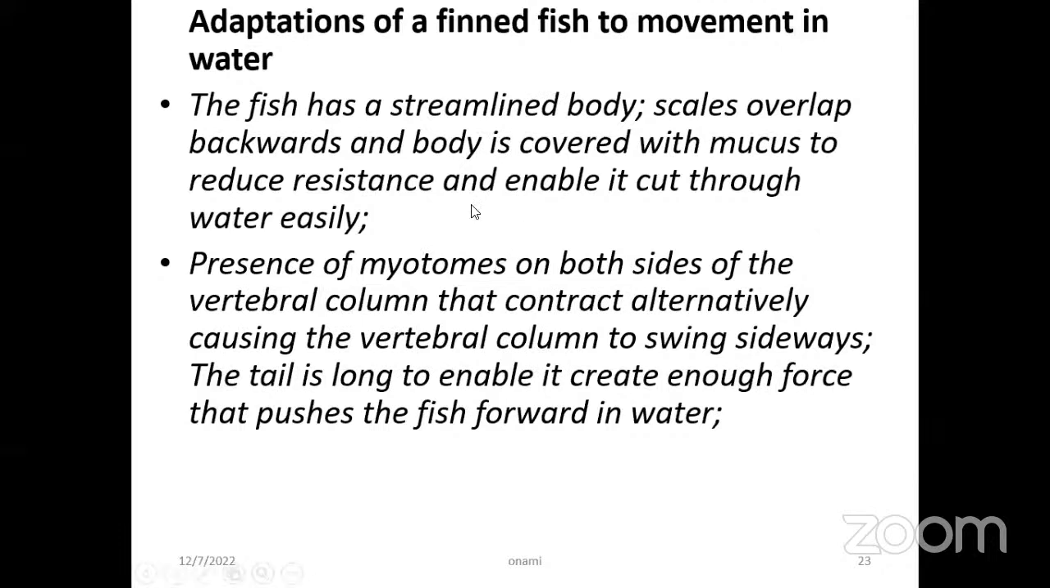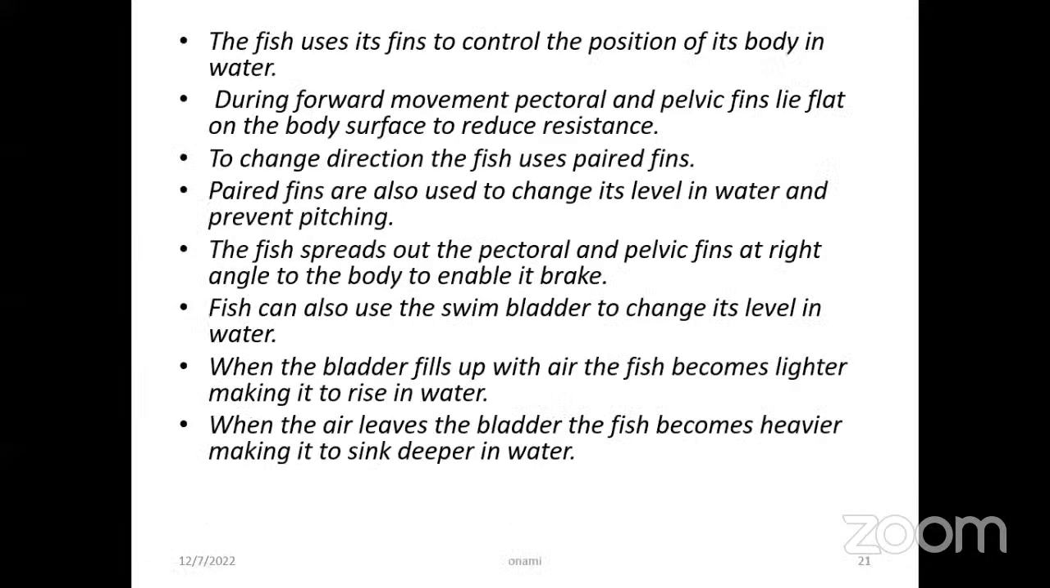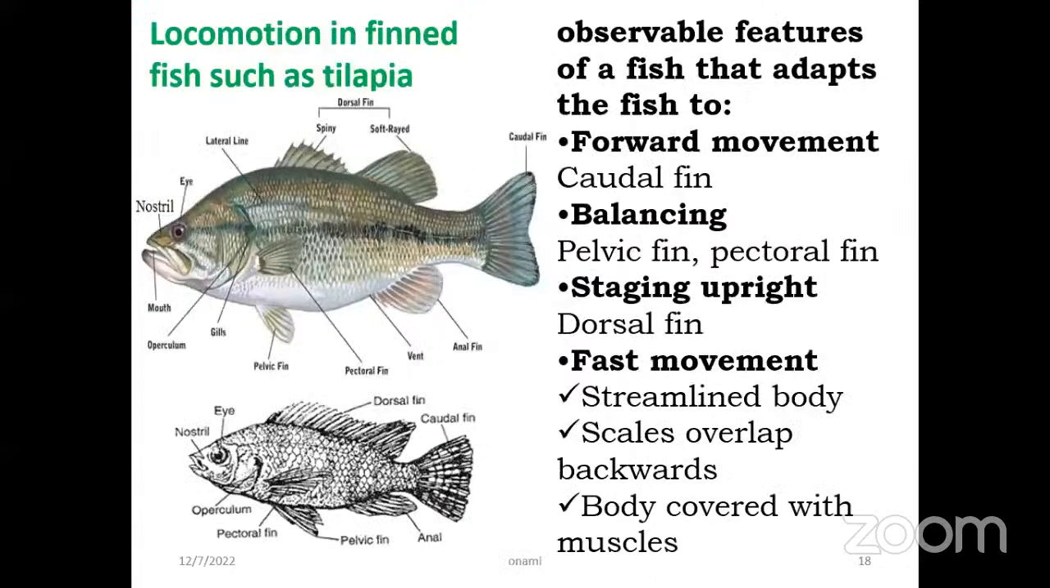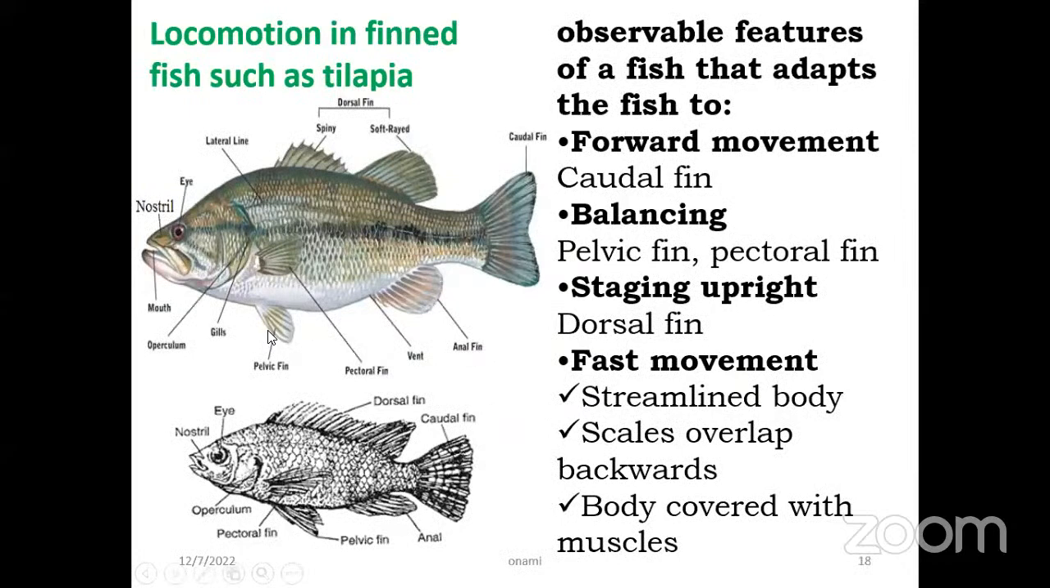So I said that pitching is the tendency of the head of the fish to point downwards as the tail propels it forward. The tail propels it forward, and pitching is prevented by the paired fins that the fish has. If I take you back to the image, the fish has two types of paired fins: the pelvic fins and the pectoral fins. Those prevent the fish from pitching.